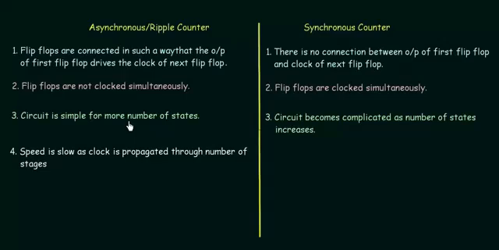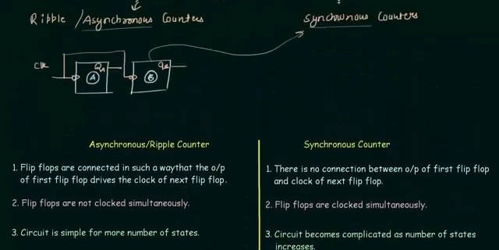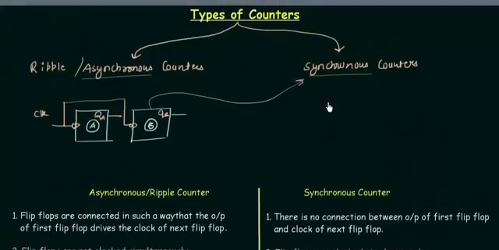And the last point says the speed is slow as clock is propagated through number of stages for ripple counter. Yes, definitely you have to wait for the output of the first flip-flop, then only the next flip-flop is operational, and because of that the speed is slow in ripple counter. And if we talk about the speed in case of the synchronous counter, then definitely it is high because all the flip-flops are operating simultaneously as the clock is given at the same time. So if they ask this question in your exam, you have to write all these 4 points, but the classification is yet not over. I can classify these synchronous and asynchronous counters again into 3 types.